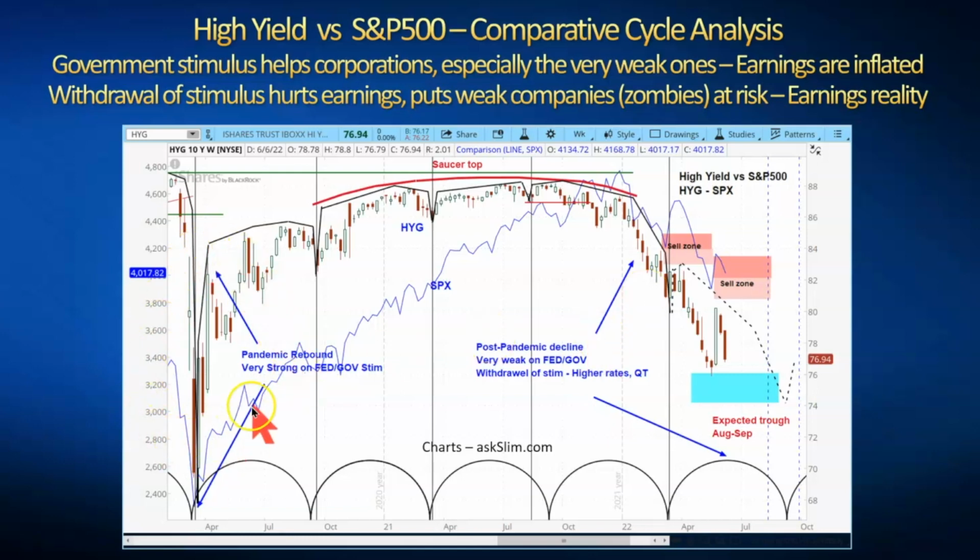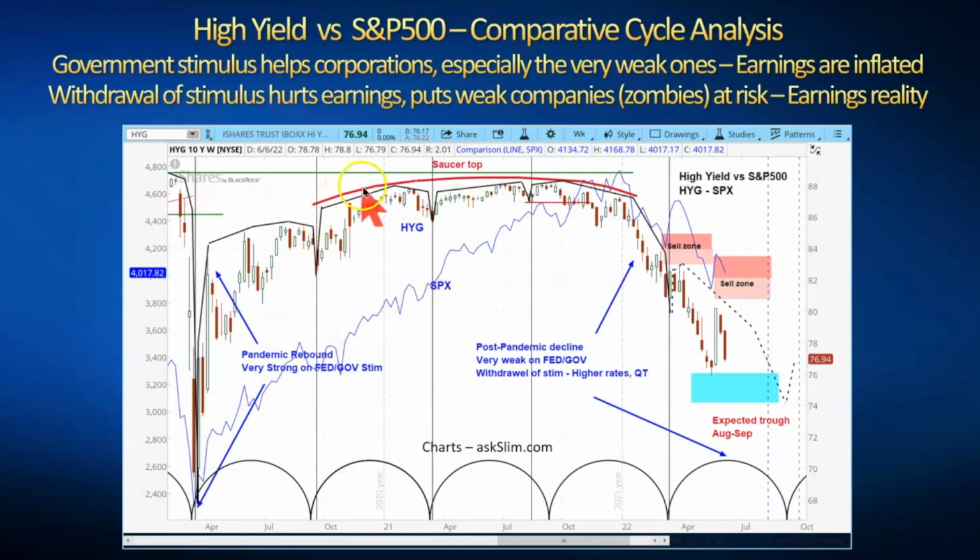So here's that period right in here in 2020 where that pandemic rebound came, and it was very strong on Fed and government stimulus right in here as you got that big jump over here. So you have here the high yields. This is HYG, as you can see on the candlestick chart. And this is the S&P 500, the line chart right over here. And generally they follow each other.